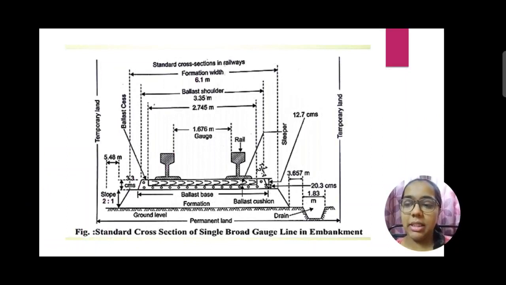This is the standard cross section of a single broad gauge line in embankment.